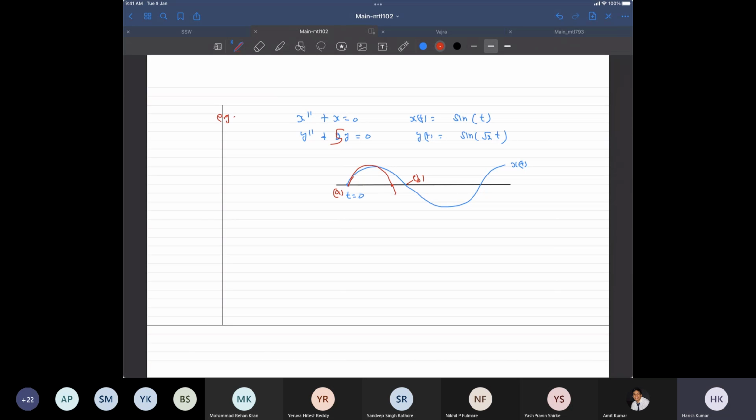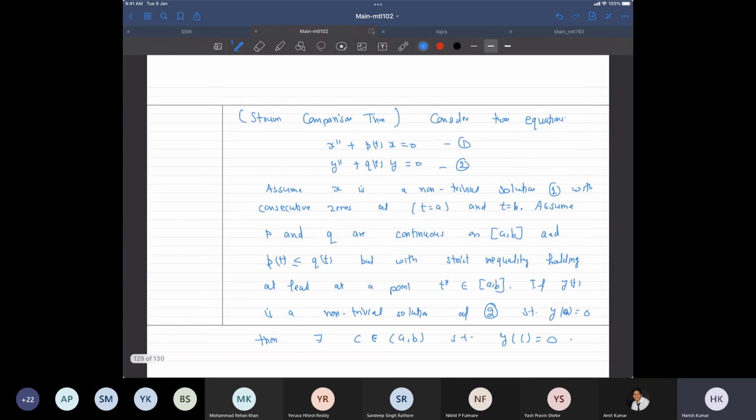Okay, and this is what we are going to prove in the next class. So this will be proved in the next class. I'll write it here, lecture 12, so that we can just go through it very fast.